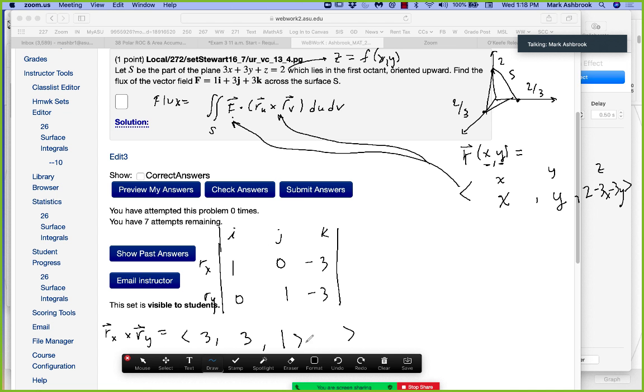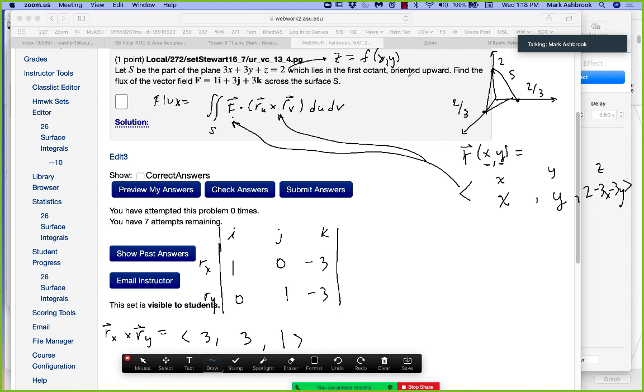So that's a nice, easy cross product. Resulting vector, just 3, 3, 1. Okay, so now you notice that it says this plane is oriented upward. What that means is, when you calculate the flow through a surface, you need to define what positive flow is, which direction is positive flow, because there'll be two directions of flow.